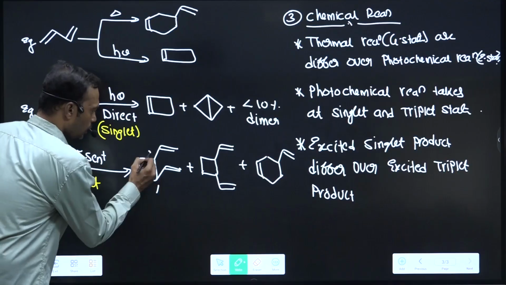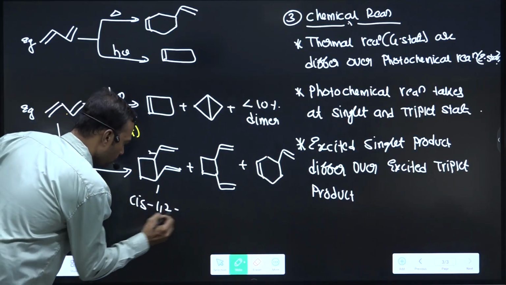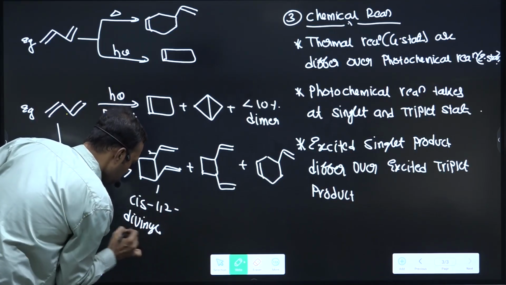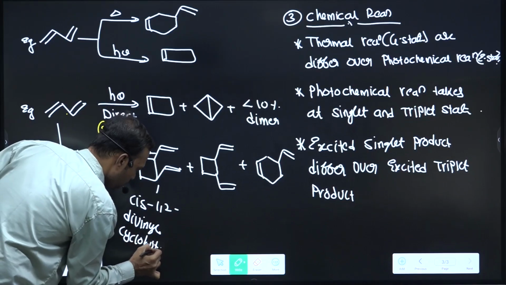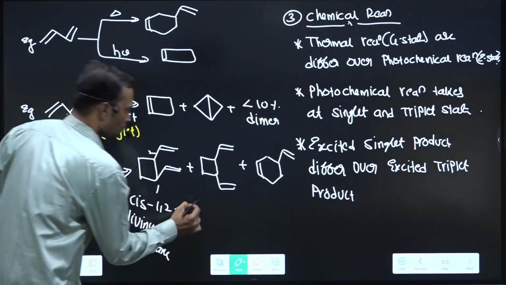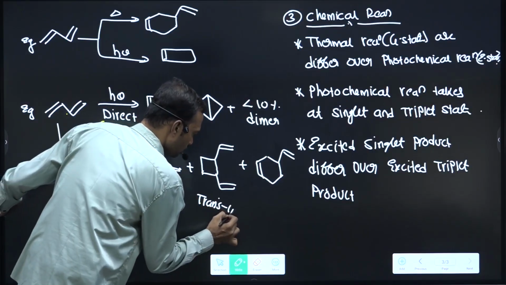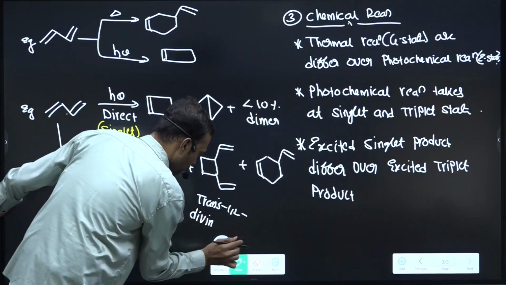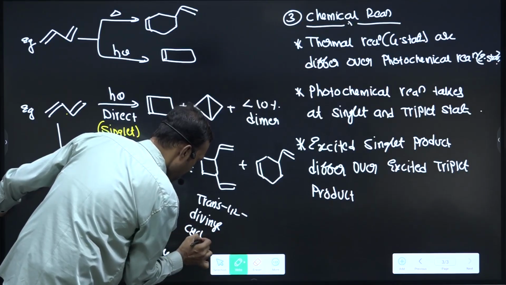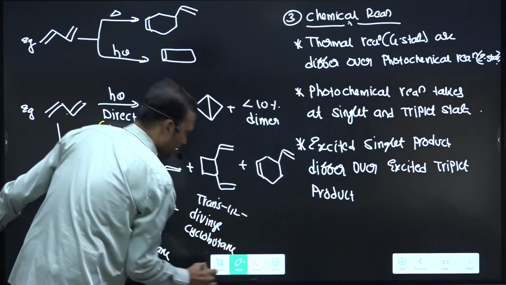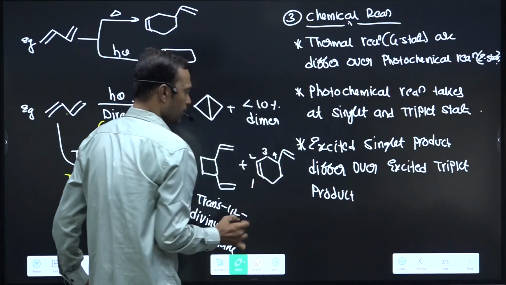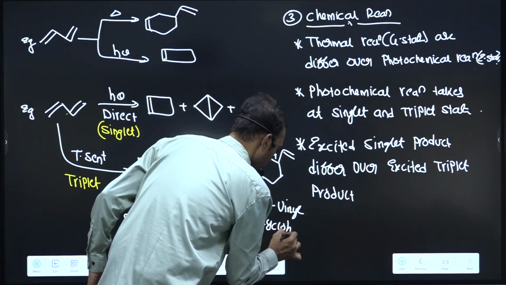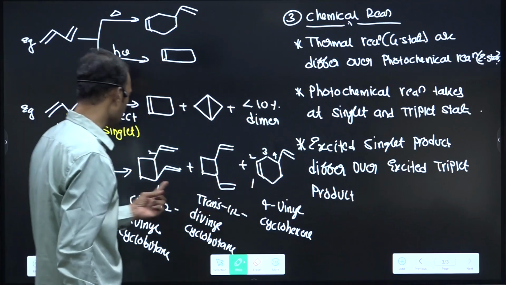This is called cis 1,2 divinyl cyclobutane. I will explain photochemistry of olefins. Now this is called trans 1,2 divinyl cyclobutane. And this is 4-vinyl cyclohexene. These are the products obtained at triplet state.